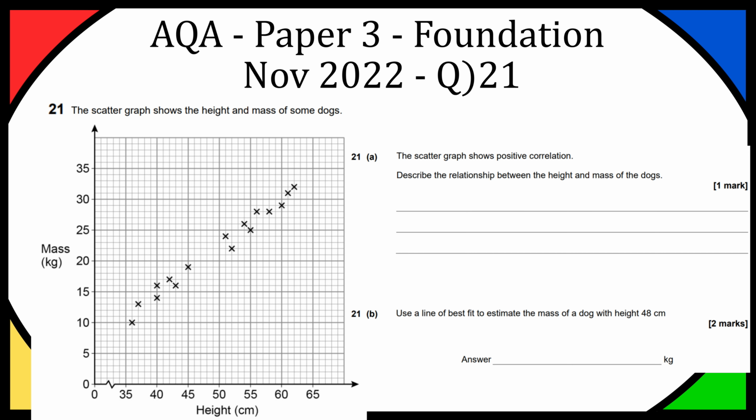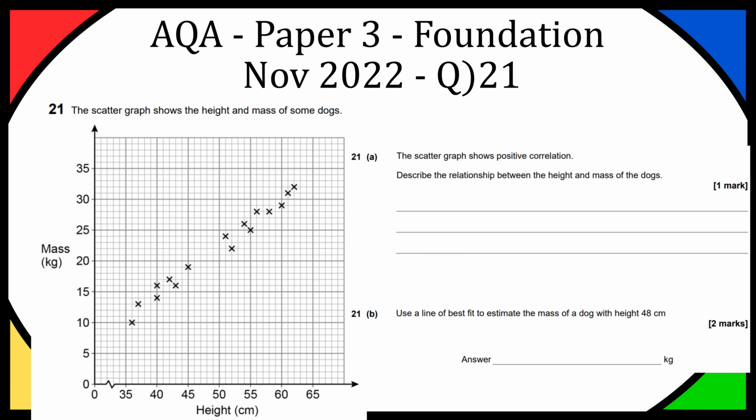And we have some plots on the graph, so these x's are plots of particular dogs, and it's correlated between their mass and then their height. You can see where it's been plotted. So question 21a says the scatter graph shows positive correlation. Describe the relationship between height and mass of the dogs.